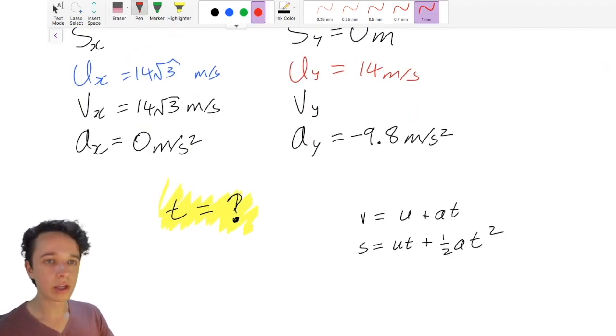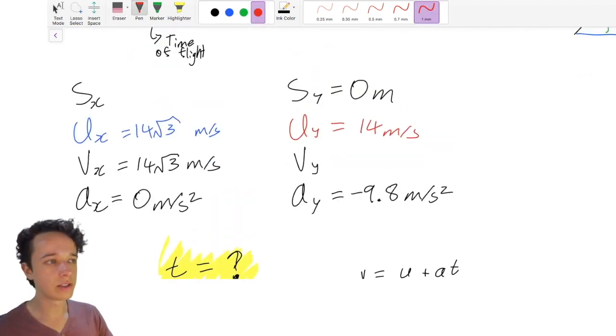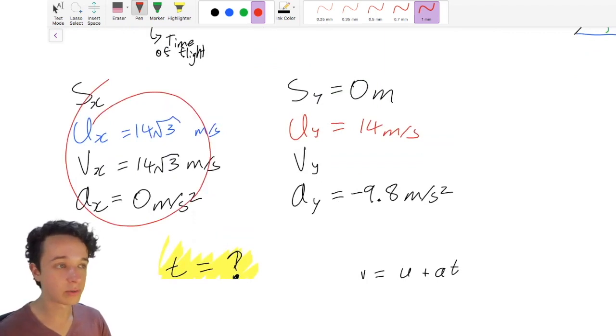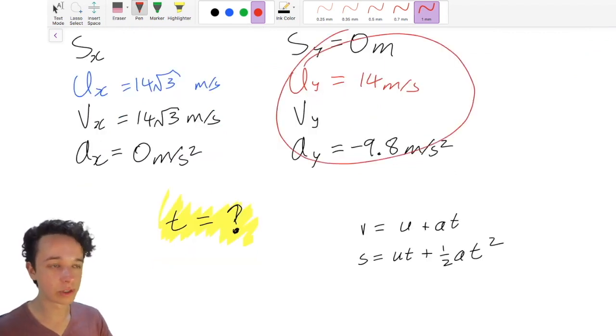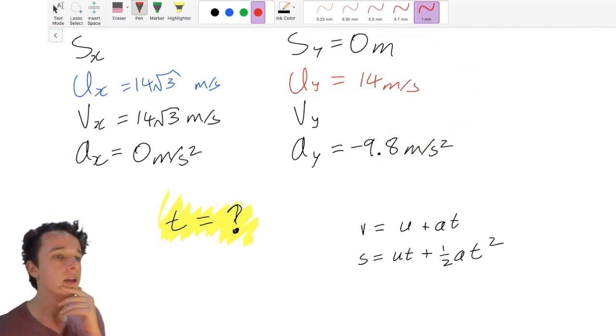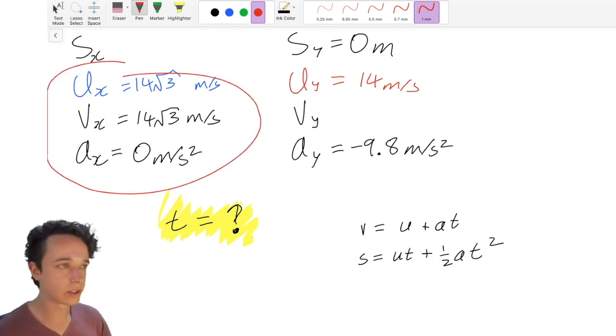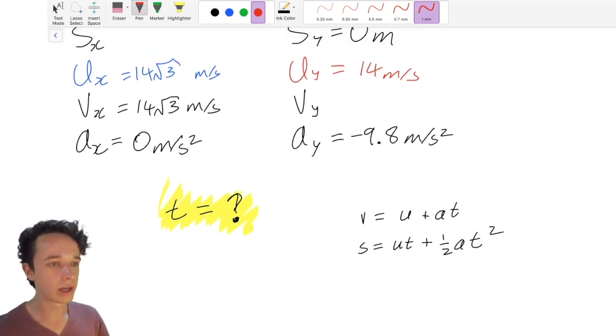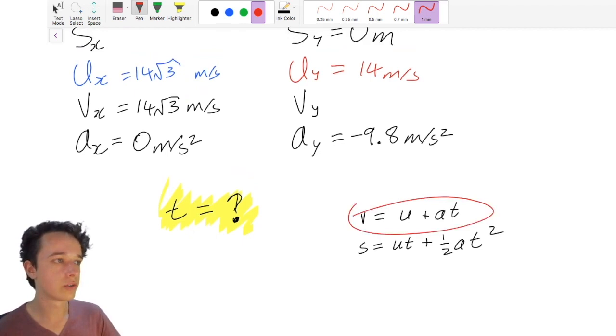Now we have a choice between using the data for the X component of the projectile's motion and data for the Y component of the projectile's motion. So we need to figure out which set of data we are going to use. What happens if we substitute the X values into these equations? Well, if we look at this equation here, if we substitute Vx in, we get 14 root 3 is equal to 14 root 3, right?